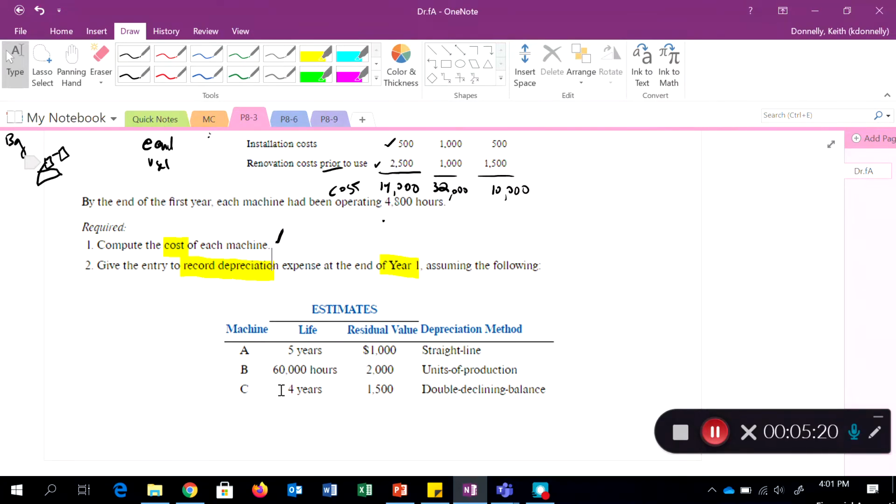They want to know our depreciation expense. So remember, we said when we're calculating depreciation, we have two steps. Step one, we've got to gather our information. So we need to know our cost, we need to know our residual value, and we need to know our useful life.